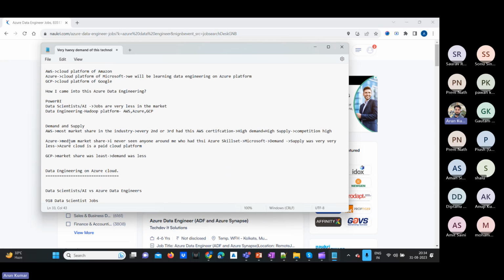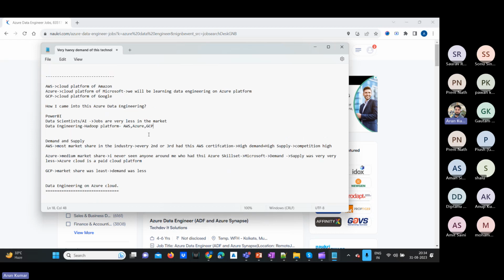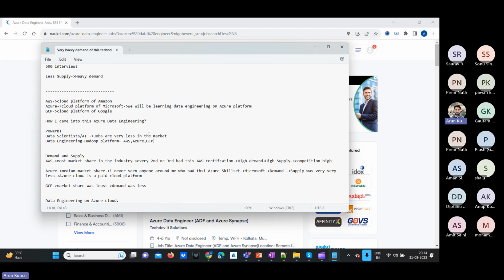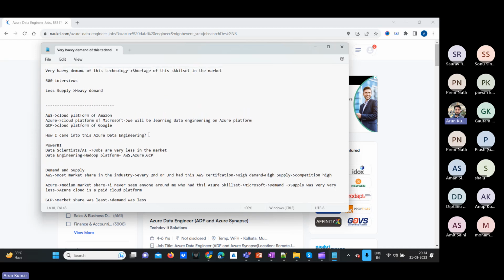Just now I opened the Naukri platform and showed you. Then I also compared the three platforms, AWS, Azure, and GCP, to decide on which platform you should learn data engineering and why. I gave you the reason for that. There should be reasoning behind everything, whatever decision you take in your life. You should know every bit and byte about it. And I told you there is very less supply and high demand in the market for Azure data engineers. Very heavy demand, and very few candidates know this technology.